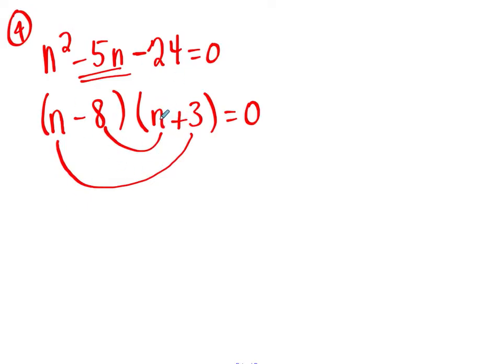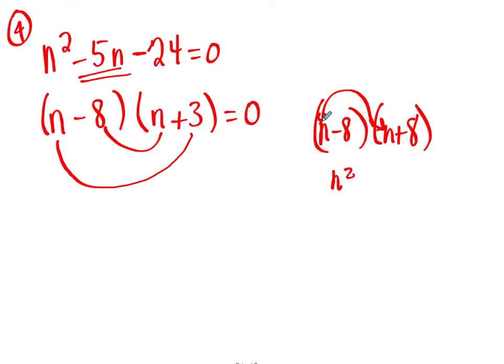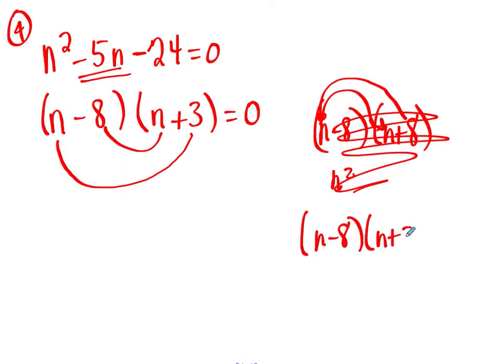How do you check them? Can you hang on right there for like 2 seconds? Yep. Okay. I don't know how you check them. You check them by doing what you've been doing. You take n through, n times n is n squared. Sorry, I miscopied that. n minus 8 times n plus 3. Yeah, that's how you check.